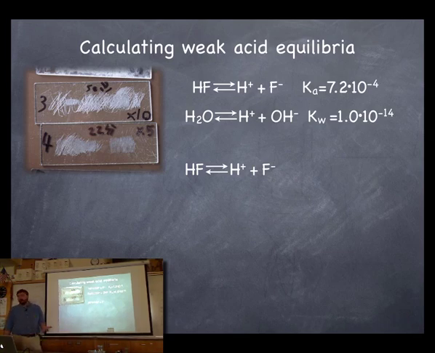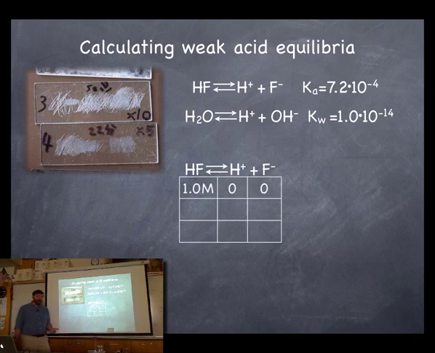This is our typical sort of problem that we were just doing. What could we use to help organize ourselves? An ICE diagram or an ICE box. Okay? So we're going to have initial, change, equilibrium: 1.0, 0, 0. I'm going to let you go through and solve this problem. You know how to do this.